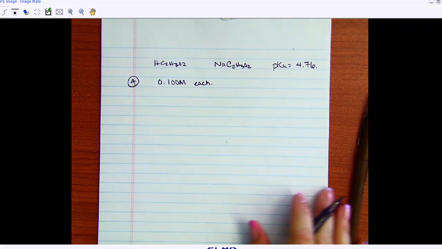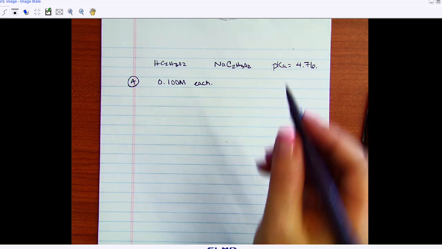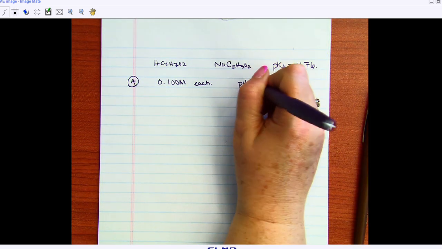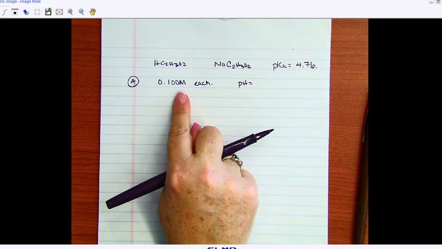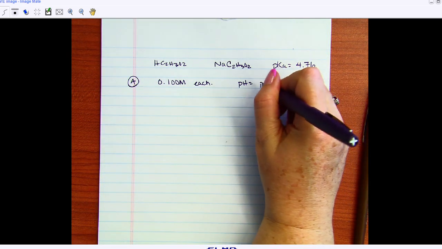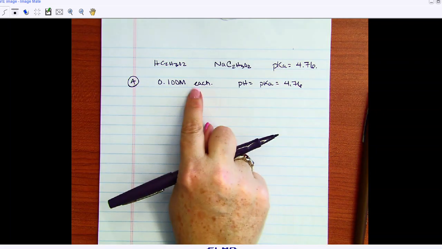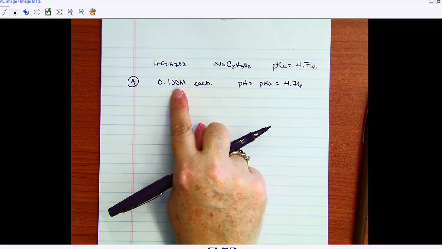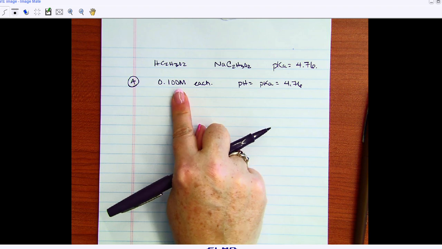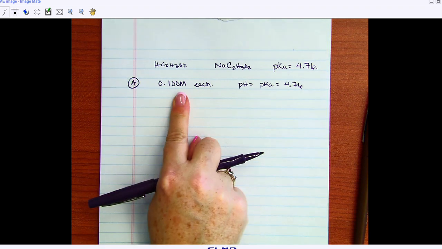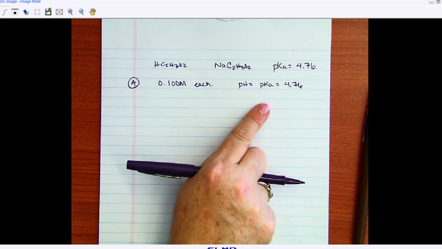Okay. So again, if I want to know what the pH is of this system, if they're both the same concentration, you don't even have to write it out anymore, because you know that the pH is equal to the pKa, which is equal to 4.76, because the ratio of 0.1 divided by 0.1 is 1, and when I take the log of that, it's just going to be 0. So this is where I'm at.